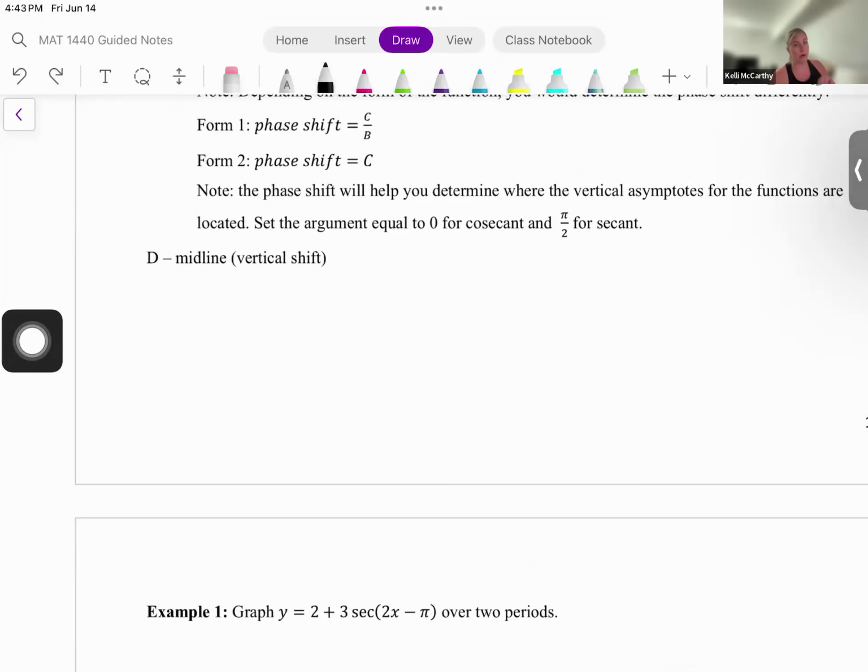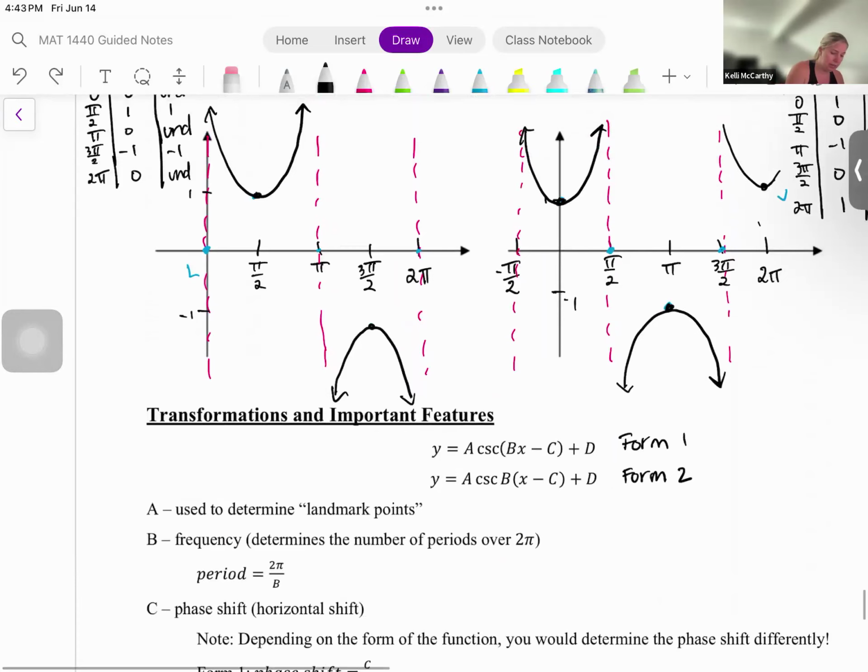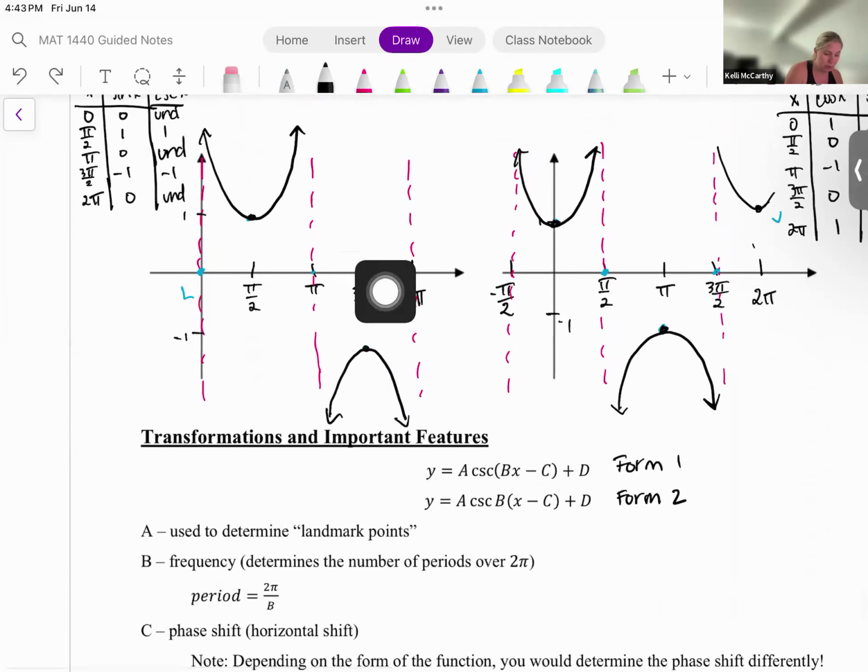And then D is our midline, or the vertical shift. Looking at this, these parent functions, the midline is 0, but it's going to be halfway between that value, which is the minimum of those parabolic branches that open up, and the maximum of the parabolic branches that open down.